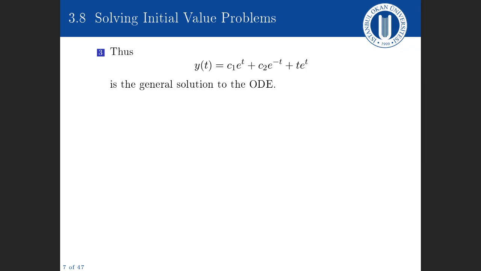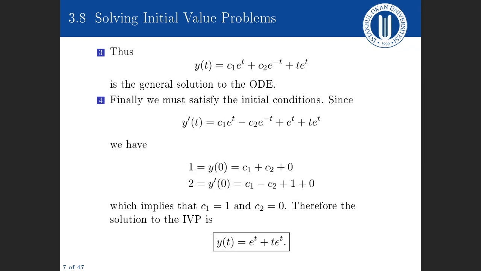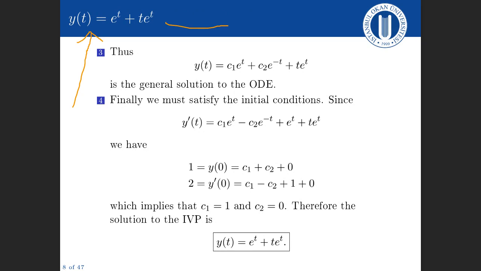And the final step, step 4, is to find the constants C1 and C2, which satisfy the initial conditions. I will leave it for you to check that for this example, we want C1 equal to 1 and C2 equal to 0. So the correct solution to this initial value problem is y is equal to e to the power t plus t e to the power t. Okay. Now I've put that at the top. This is the correct solution.